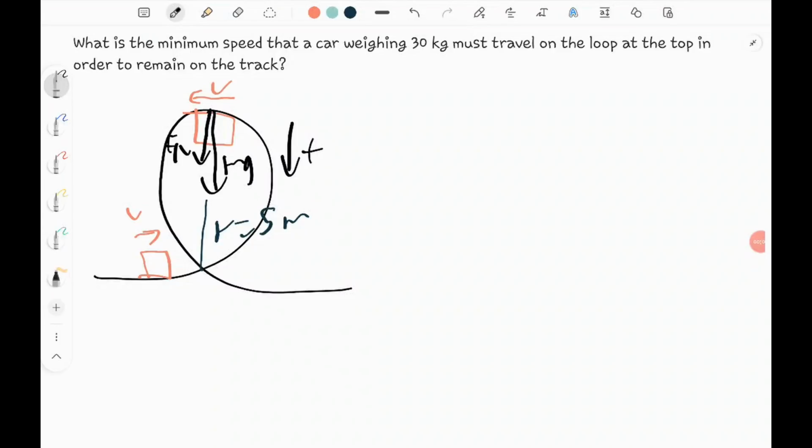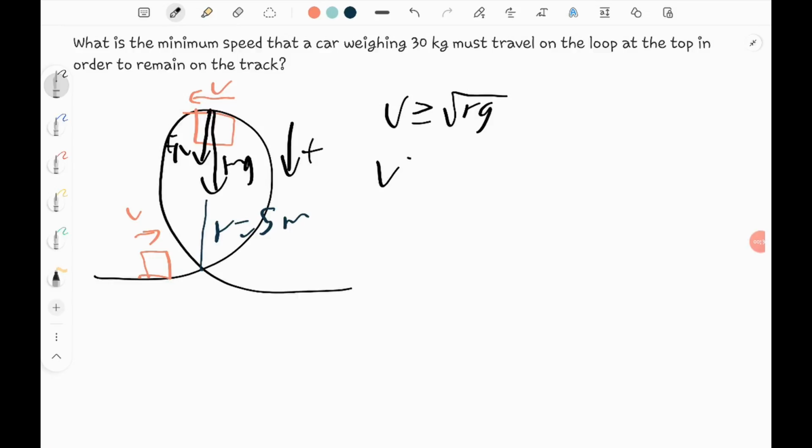So let's try this problem. You can pause if you want to try on your own first, but what is the minimum speed that a car weighing 30 kilograms must travel at on the top of the loop in order to remain on the track, given that the radius is 5 meters? So from before, when we have a car moving on top of a loop here, v must be greater than or equal to the square root of rg. And this is a minimum speed situation because if the block doesn't move fast enough, then it will fall off of the loop here. The force will not be enough to keep the block in circular motion.